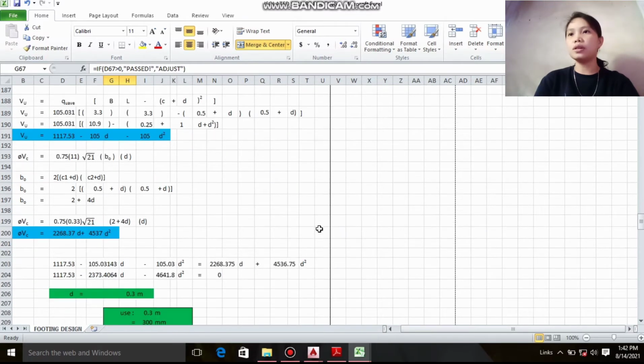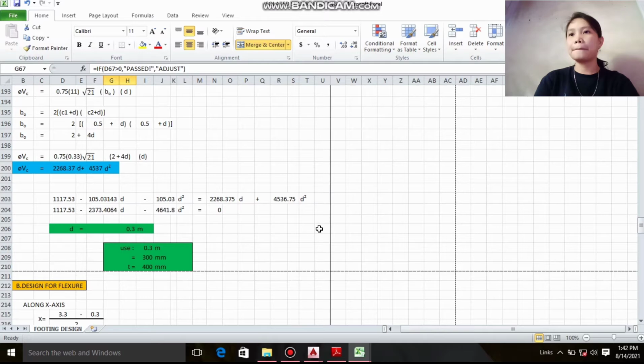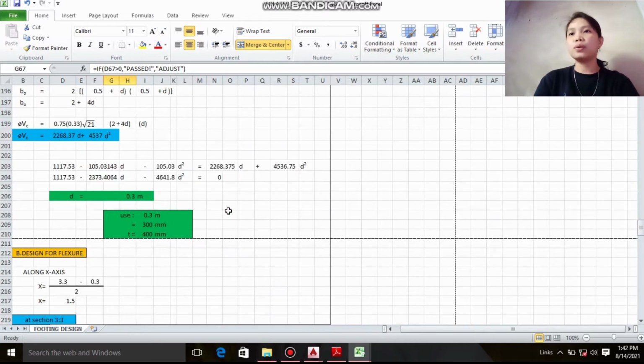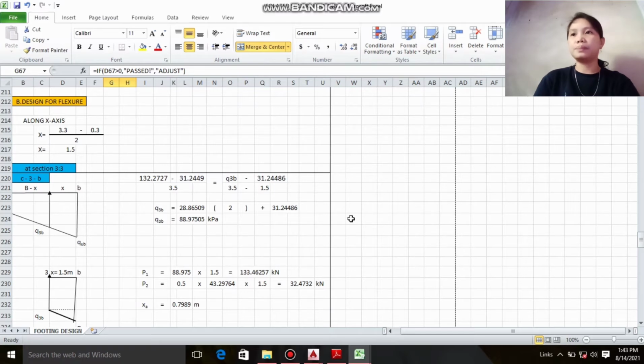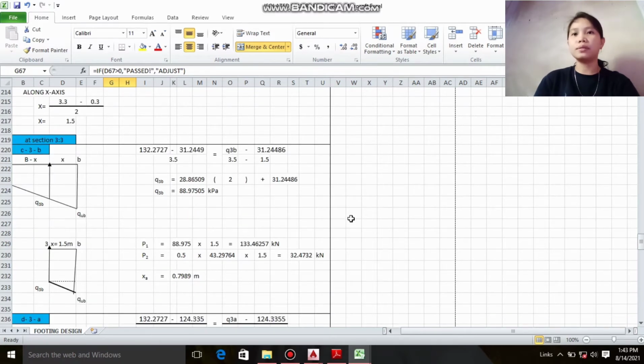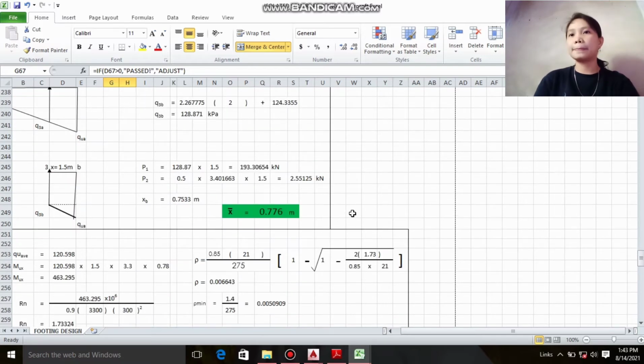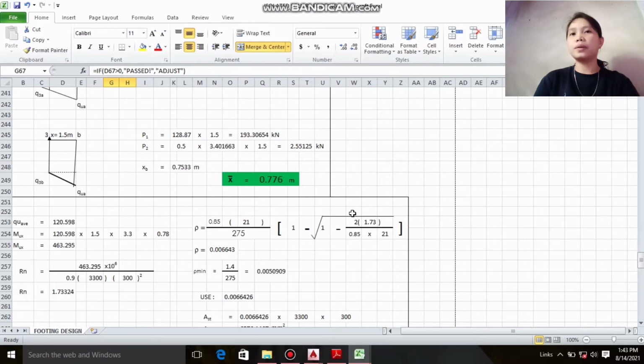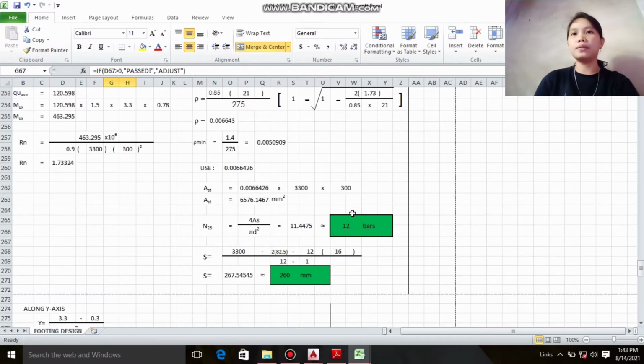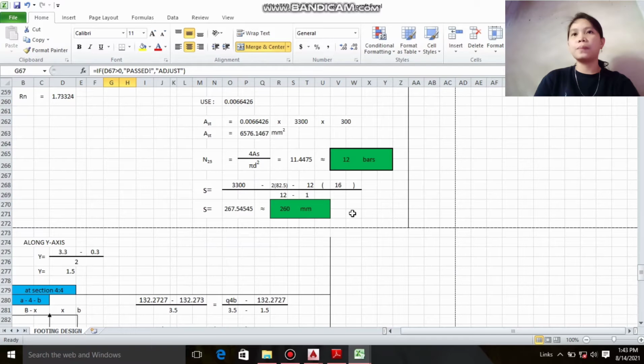The two-way shear, so use 0.3 meter or 300 mm and thickness of 400 mm. The design for flexure at section, so the X bar is 0.776. The result is 12 bars, spacing is 260 mm.